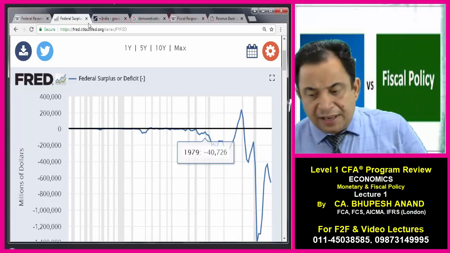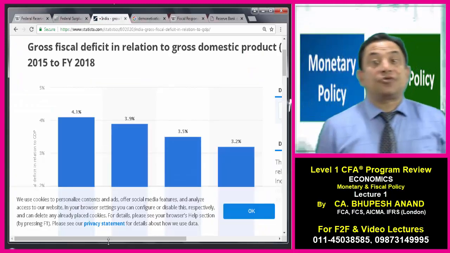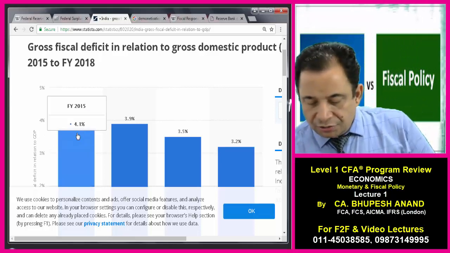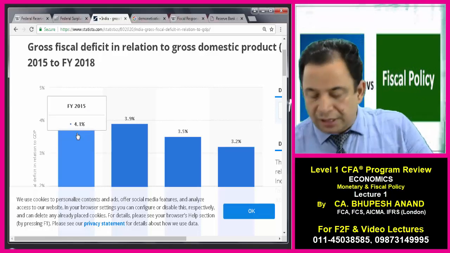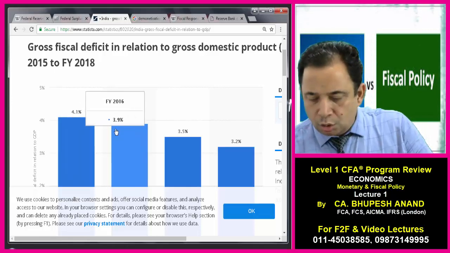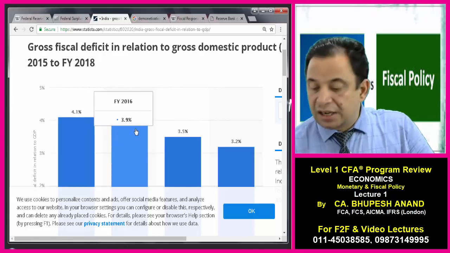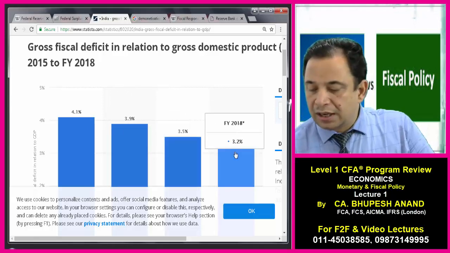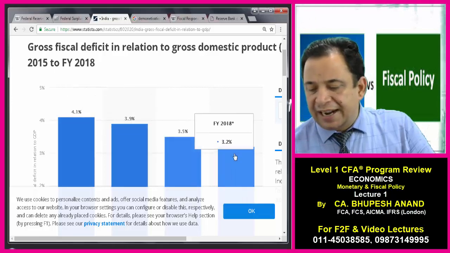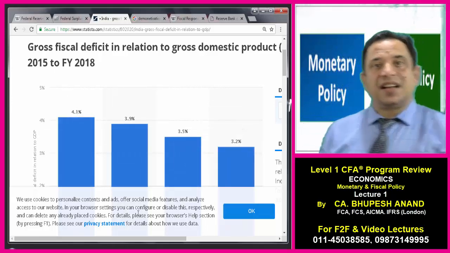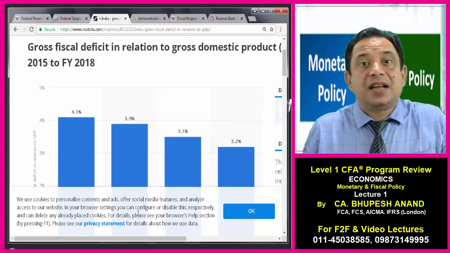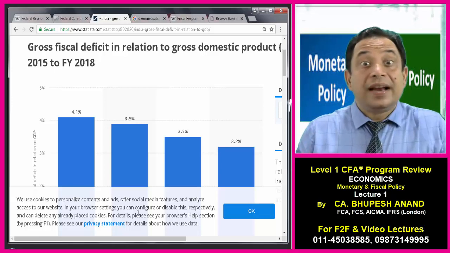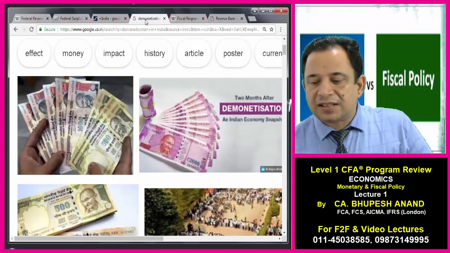Similarly, in India, we can find out what were the gross fiscal deficit rates. So these were the rates. Just see, in financial year 2015, -4.1 was the rate. In financial year 2016, 3.9 was the fiscal deficit of the Indian government. 2017, 3.5%. 2018, 1.2%. It means we can get an idea that deficit is decreasing. So what is deficit? Fiscal deficit, when expenditures are more than income. And it relates to fiscal policy, which tells us something about that.